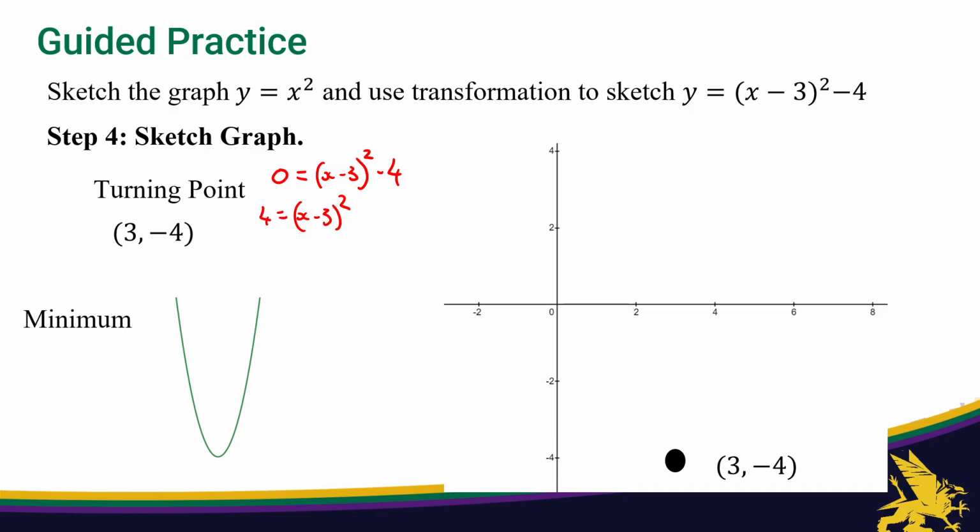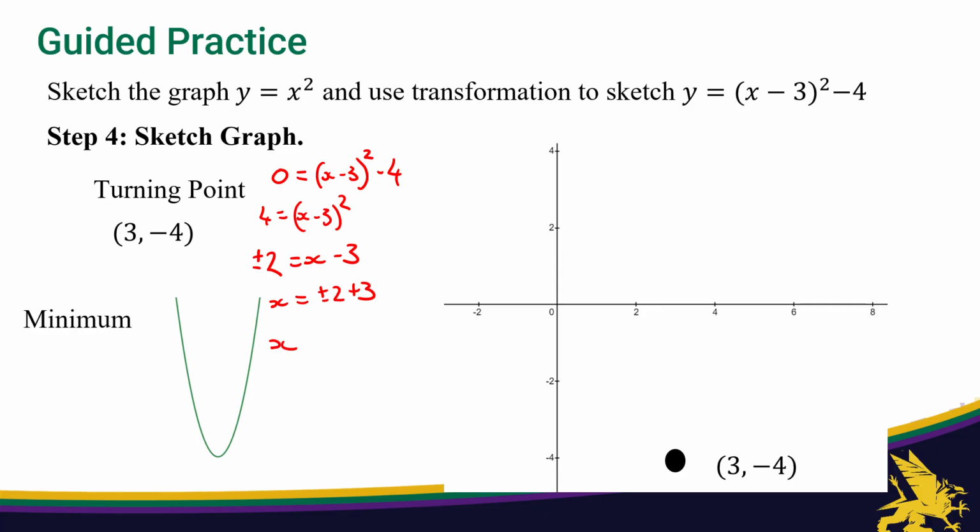I get rid of the square, so I square root. But remember, when I square root the 4, it'll become a positive and a negative 2. So positive and negative 2 is equal to x minus 3. And finally, I plus 3. So x is going to be equal to plus or minus 2 plus 3. That gives me two answers.